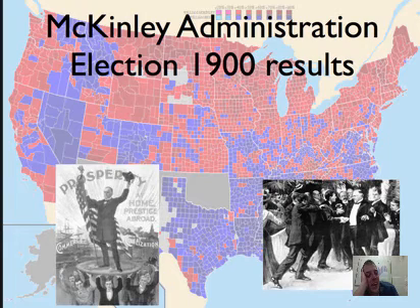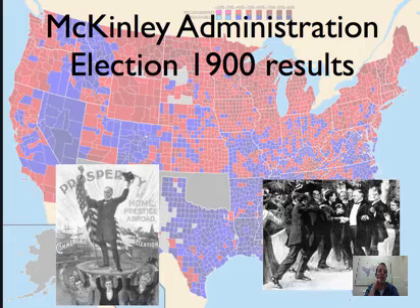But McKinley is assassinated in 1901, and Teddy Roosevelt takes over, kicking off the Progressive Era, which we'll study with our next unit.